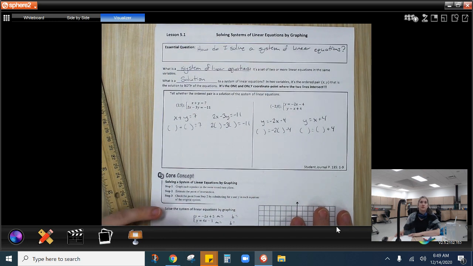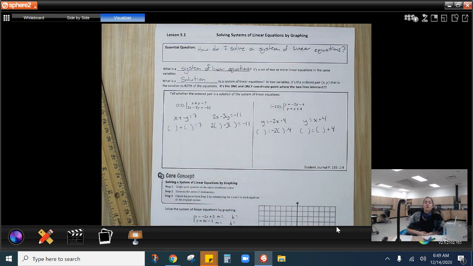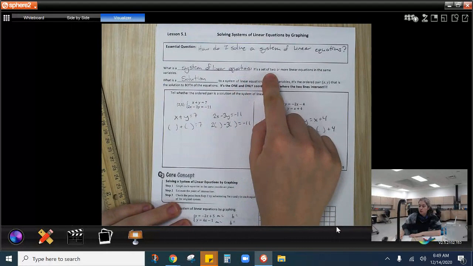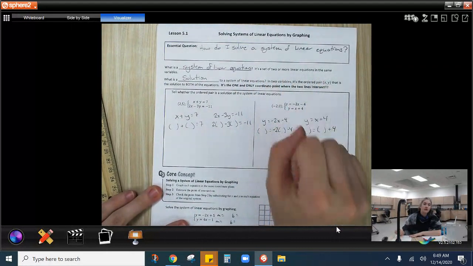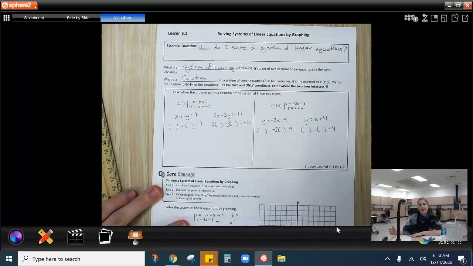Good morning, algebra. So we are starting chapter 5, which is all about systems of linear equations. And you might say, well, what is a system of a linear equation? It's a set of two or more linear equations in the same variable. So x and y, c and n, two of the same variables.